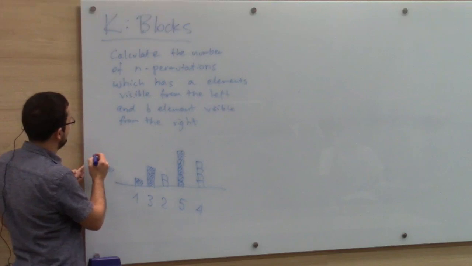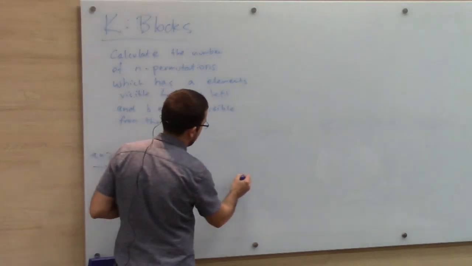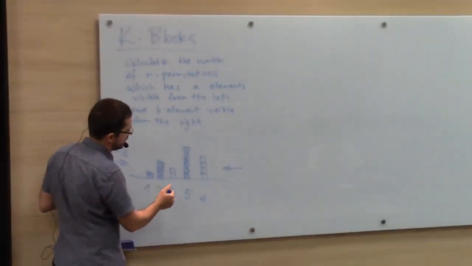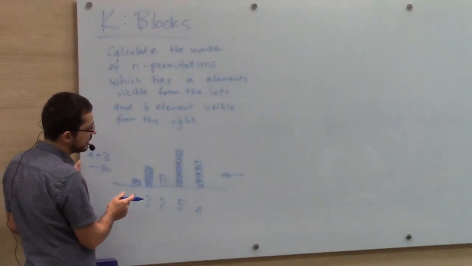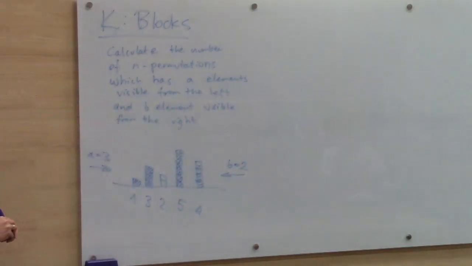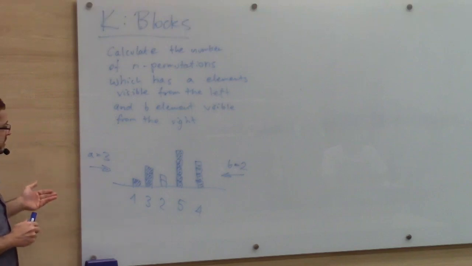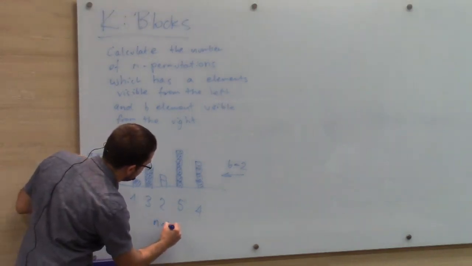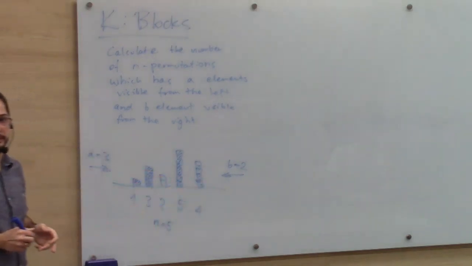So here A is equal to 3. And what happens from the right? So from the right we can see 4 is visible and 5 is visible, and 5 covers everything else. So from the right we have 2 visible stacks. So this is an example of a permutation of 5 elements. So here n equals 5, in which we have 3 elements visible from the left and 2 elements visible from the right.